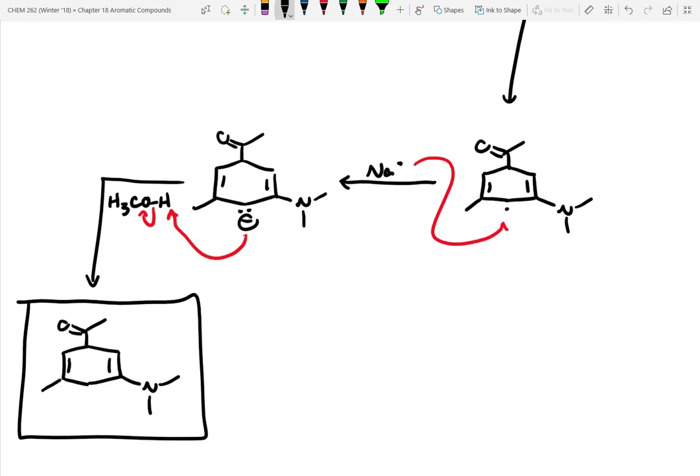And there you go. Last mechanism of second term organic chemistry. Feels good, huh?